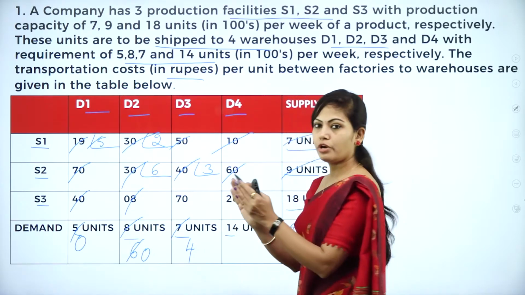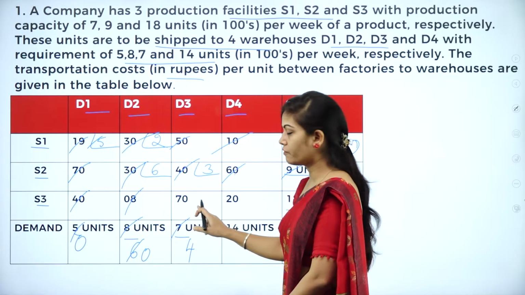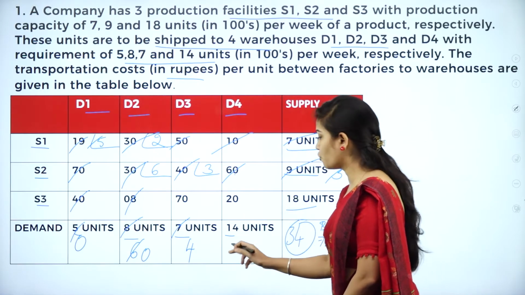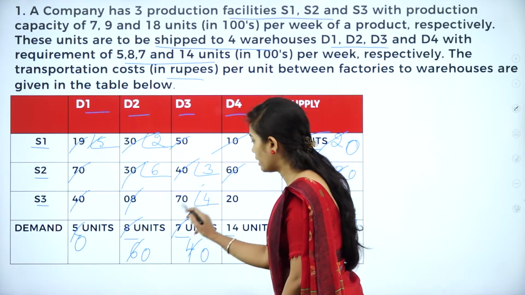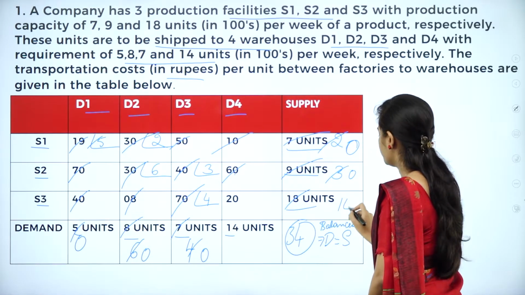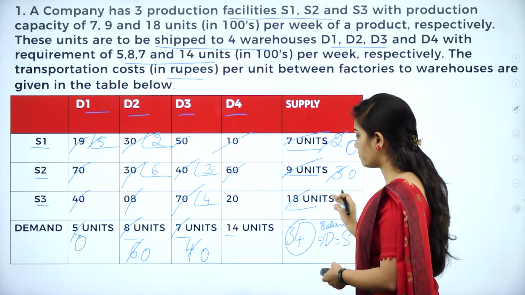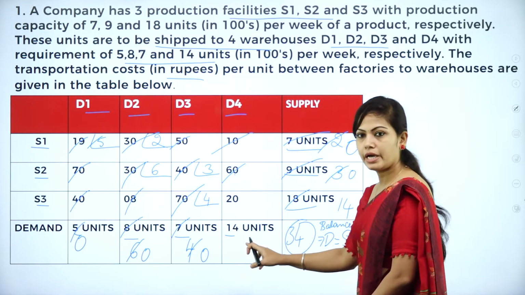Out of this you have to select the left corner value, that is 70. Out of this 18 and 4, the lesser value is 4. I will allocate 4 rupees to this cell. So it will become 0. Then I will cancel this. So 18 minus 4 is 14. Now you can see the demand value and supply value. In supply value I have 14 and in demand value I have 14 units.